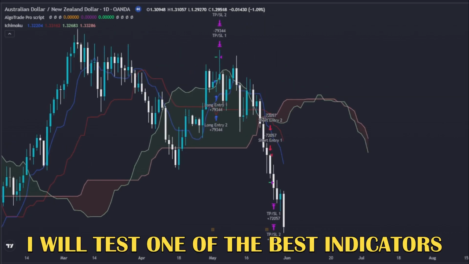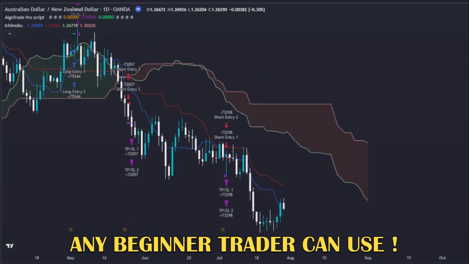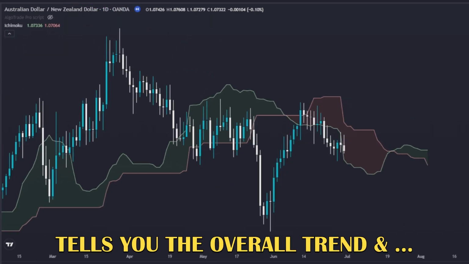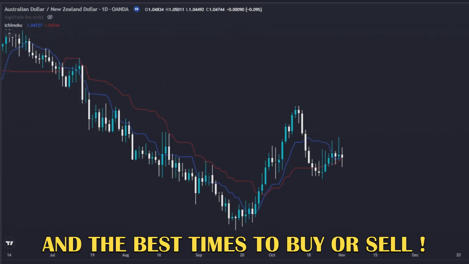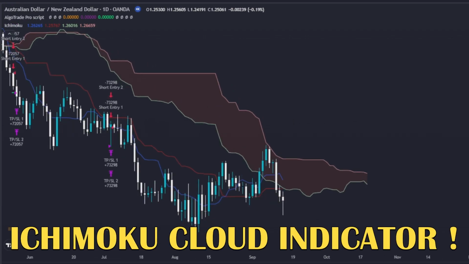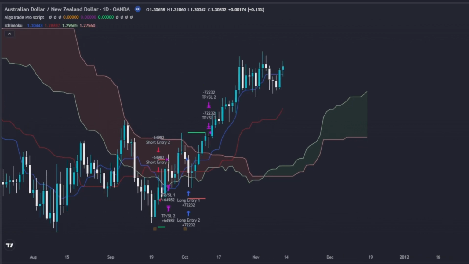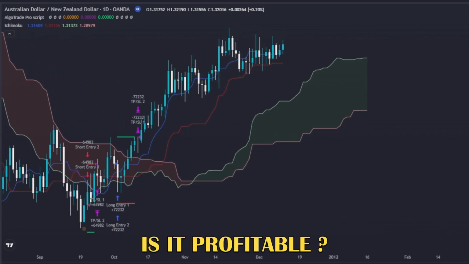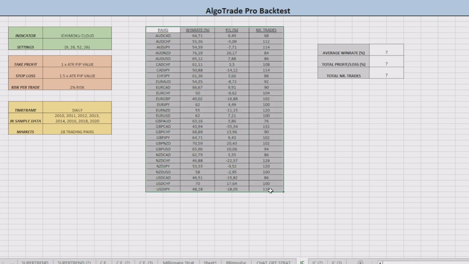Today, I will test one of the supposed best indicators any beginner trader can use, which can tell you not only what the overall trend is, but also when to buy or sell, all in one. Yeah, that's right, I am talking about the famous Ichimoku Cloud. I will test this indicator more than 10,000 times to find out what its win rate is, and you will be able to see all the real and proven results. Let's go!